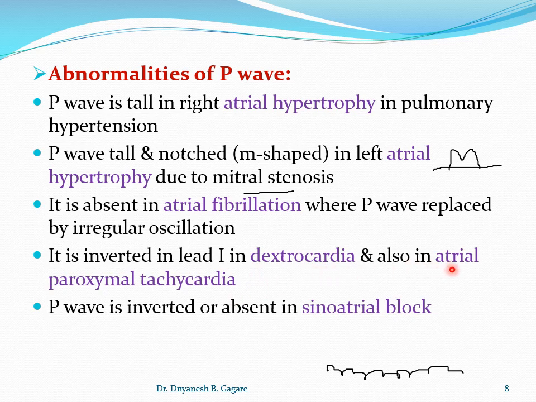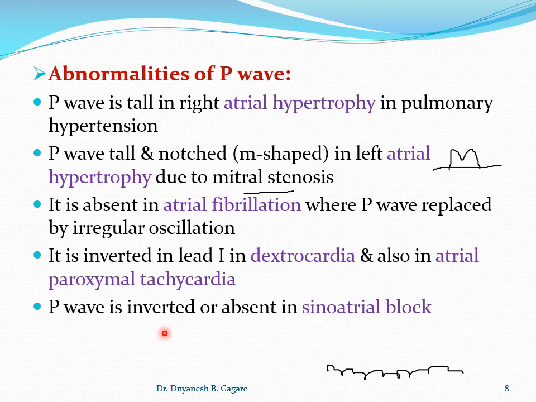Okay, in atrial paroxysmal tachycardia. So what is paroxysmal tachycardia? Here there is a sudden attack of increased heart rate due to ectopic foci. In this case also there is a negative P wave in lead 1. Then we'll continue, students.